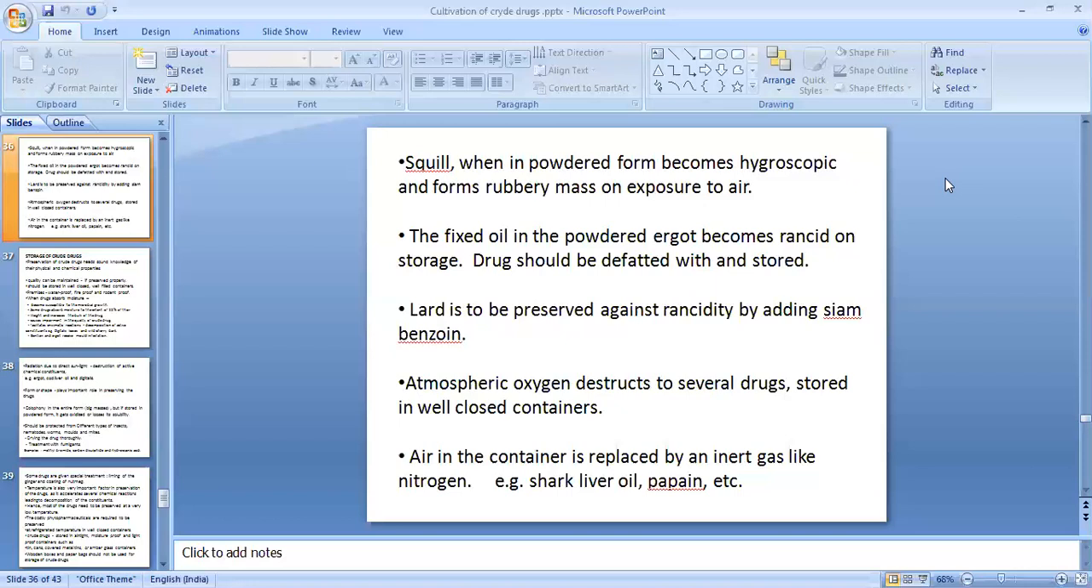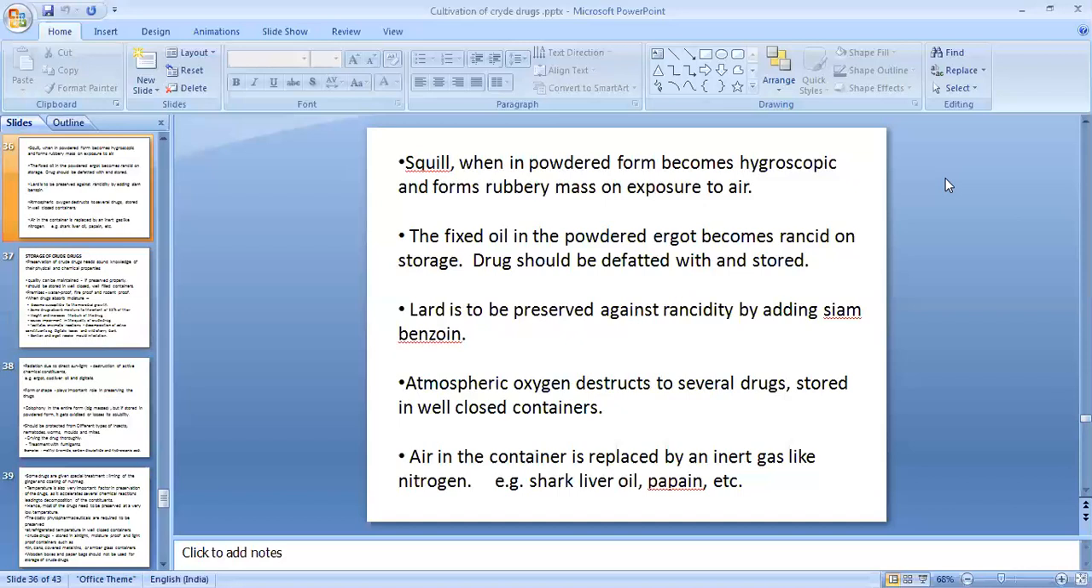And in some cases, atmospheric oxygen also plays an important role in fastening the decomposition of the products. So it should always be prevented when you are packing the drugs. That means the drug should be packed in well-closed containers, preventing the entry of atmospheric oxygen. Sometimes the air in the container may be replaced by an inert gas like nitrogen, especially in the case of liver oils, shark liver oil, or papain, which is a proteolytic enzyme, to prevent oxidation or denaturation. So that is about the packaging of crude drugs.